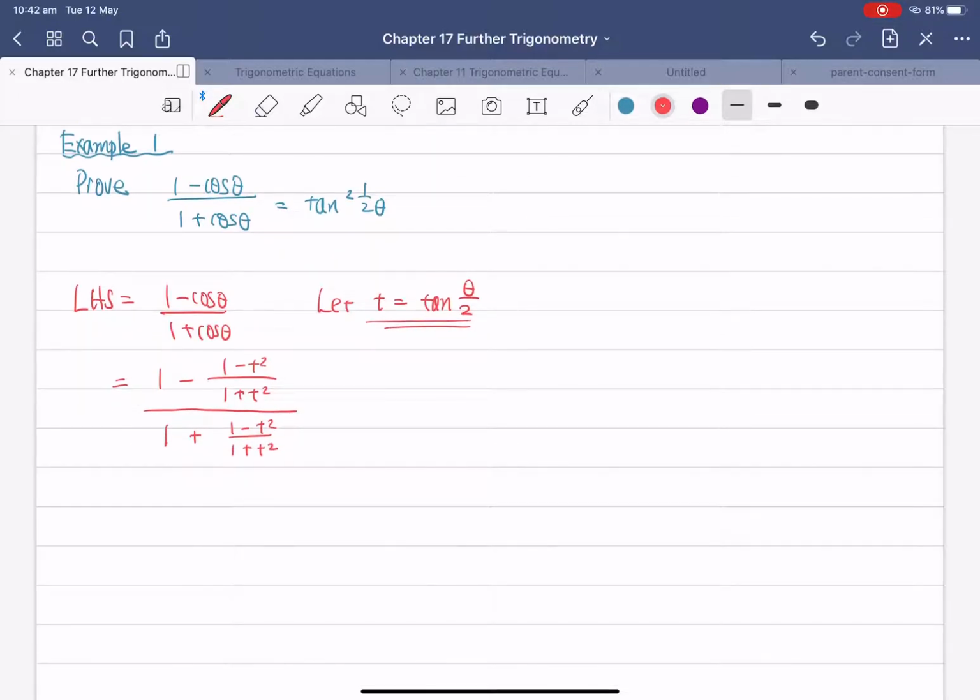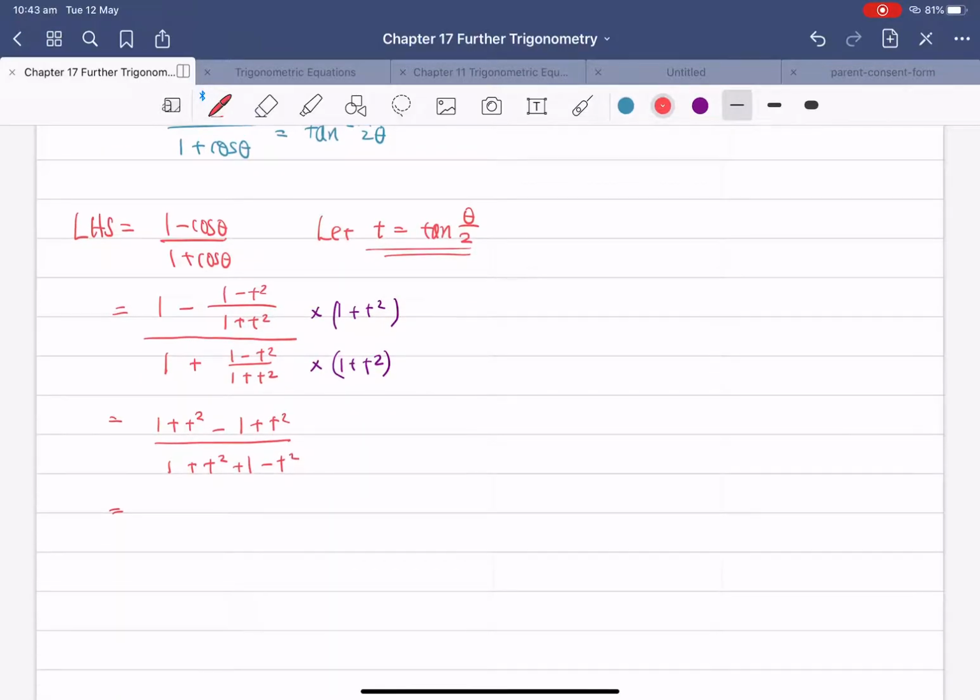Okay, all right, so then what you do is simply algebra calculations, all right? So you want to get rid of the denominator, so I want to multiply both the numerator and the denominator by the denominator of the fraction inside, all right? So that becomes 1 plus t squared. So you will get 1 plus t squared minus 1 plus t squared over 1 plus t squared plus 1 minus t squared.